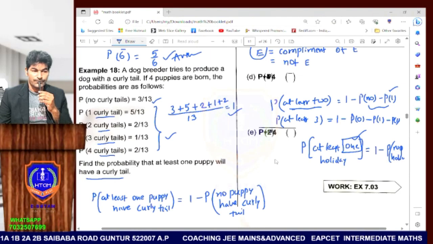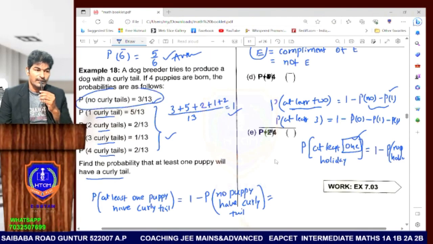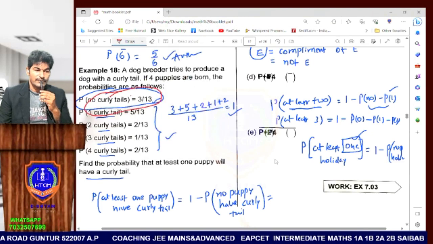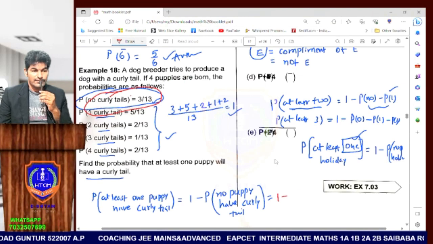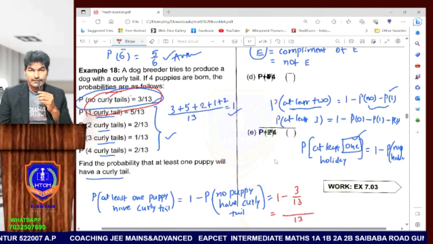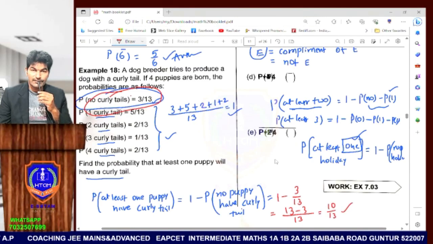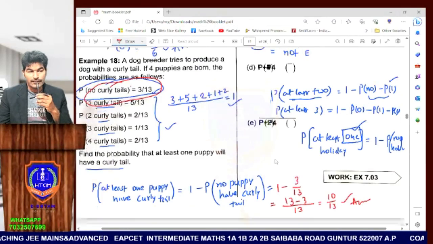Now, in this question, we will proceed with 1 minus no puppy, because we have the probability for not having a curly tail. This result you can use. So write down 1 minus 3 out of 13. 13 is the LCM for these two fractions. So 13 minus 3, that means 10 out of 13 puppies having at least one curly tail. Understood? This is the answer of this question.